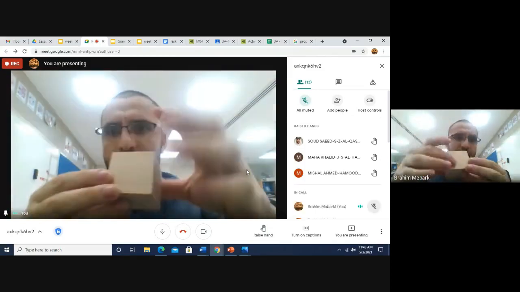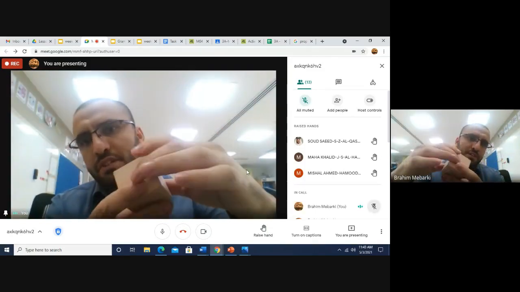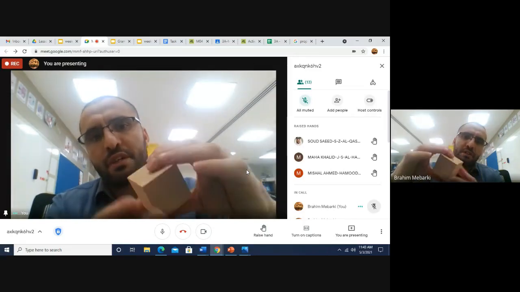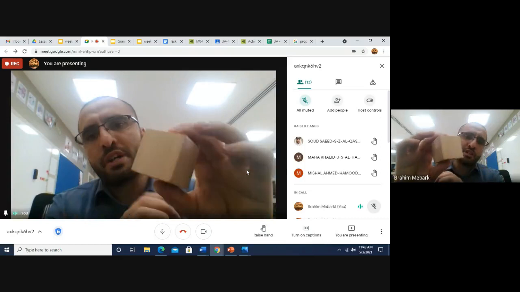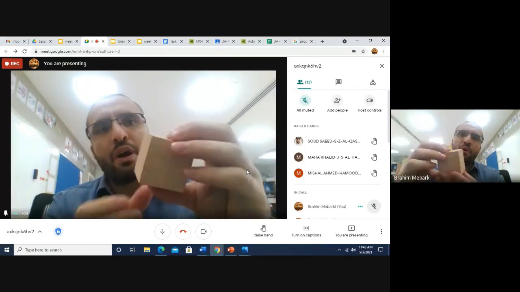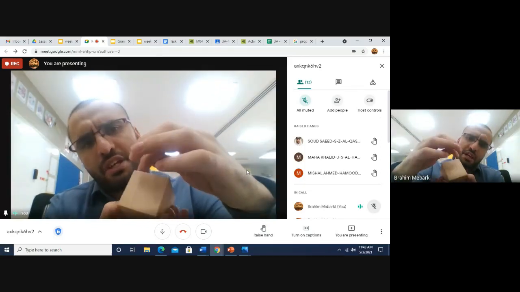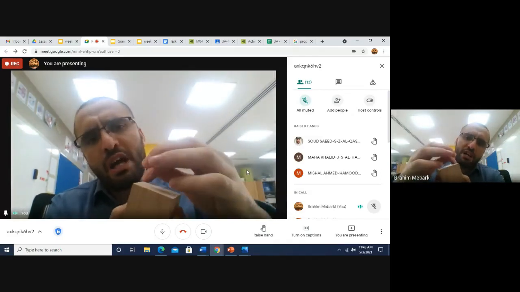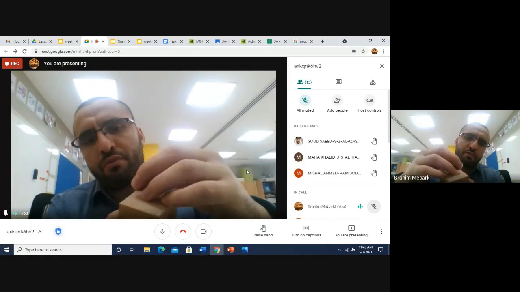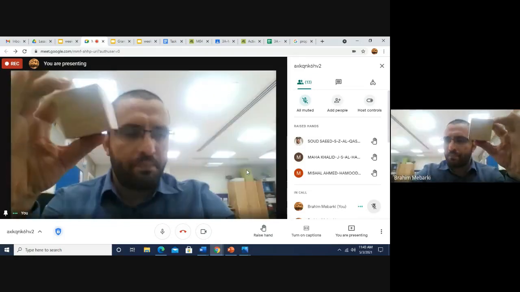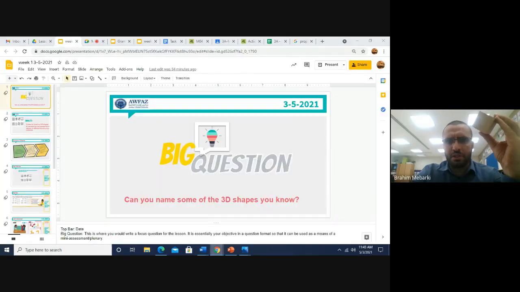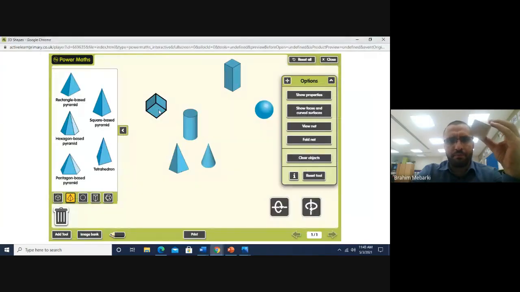So these are the faces. In a cube, the faces have square shapes. Now, what about the edges? Edges are the lines. Edges are the sides of the shape. How many edges does a cube have? These are the edges. Can you guess? You can count the edges here. I'm going to show you the shape here. How many edges?